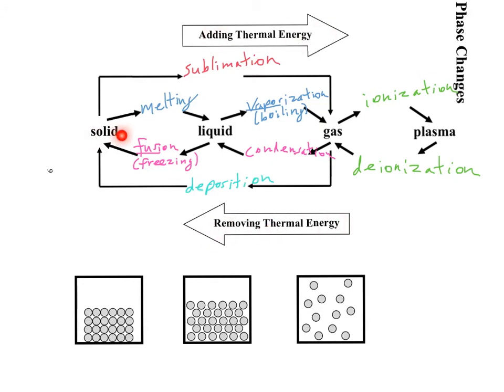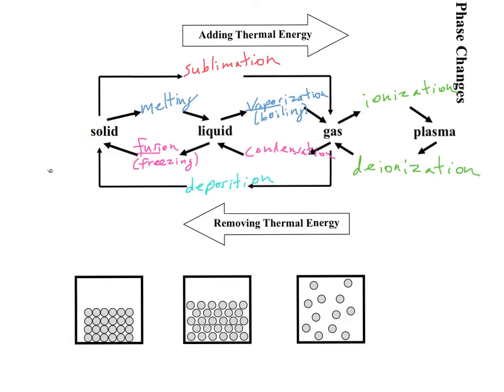If I take ice and I add thermal energy, you hold it in your hand, you add your heat, it'll go to a liquid. Then if you were to add more heat, let's say you put that liquid on a stove, you can go to a gas. If you add a lot more heat, you can get to a plasma. Going in the opposite direction, if I have plasma, I take away heat, I go to a gas, to a liquid, and finally to a solid.